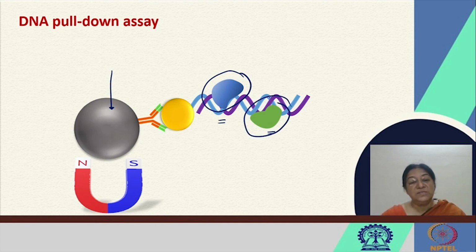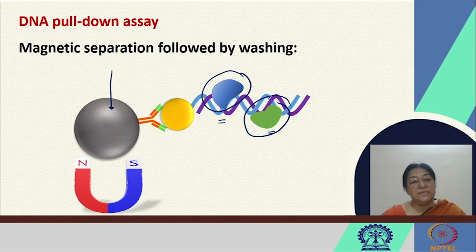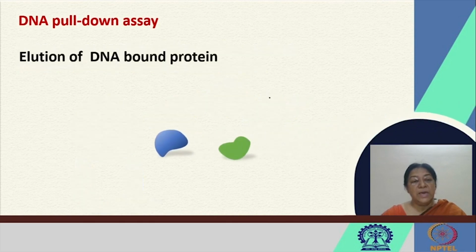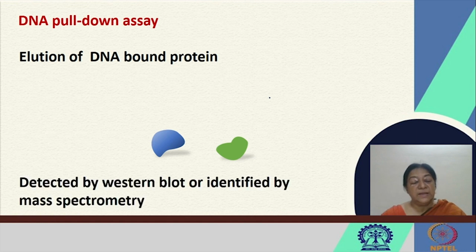This protein now has to be eluted or removed for analysis. So the magnetic separation occurs. This is followed by washing, and in the event there is a removal of the non-DNA binding proteins. So now we have the elution of the DNA bound protein. This can be detected by Western blot analysis or identified by mass spectrometry. So in this fashion, once we have our DNA bound protein, we can isolate this DNA bound protein based on this specific assay.